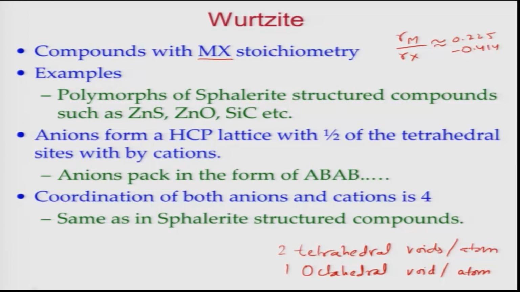Now, tetrahedral sites are twice the number of atoms. As a result, only half of the tetrahedral sites are filled. So, anions make an AB structure, and cations occupy the tetrahedral interstices in them, only 50% of them, not all of them. And stoichiometry determines the coordination of both anions and cations to be equal to 4. Since cations are surrounded by 4 anions, anions also happen to be surrounded by 4 cations to maintain the stoichiometry and electrical neutrality. It is the same as what we saw in zinc sulphide, sphalerite, or zinc blende based compounds.